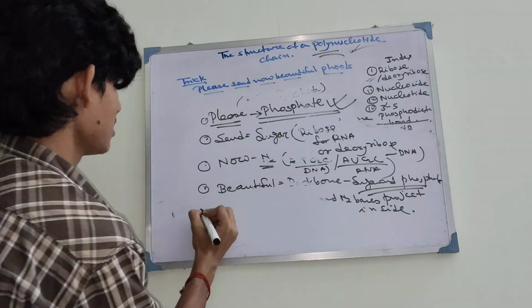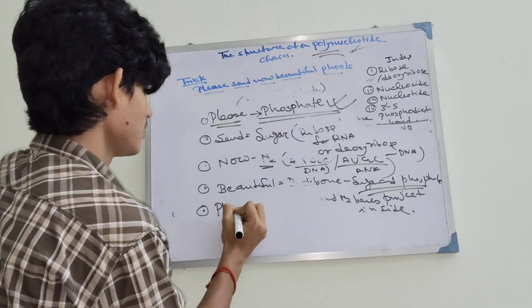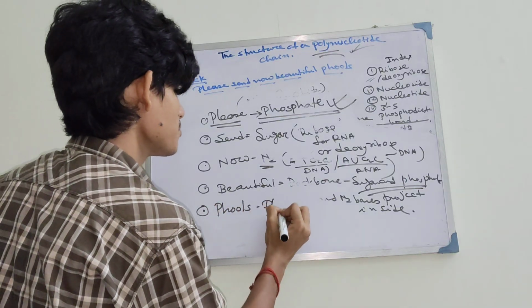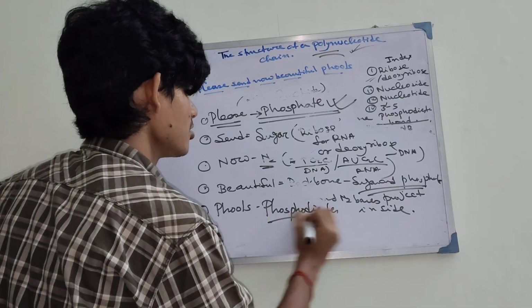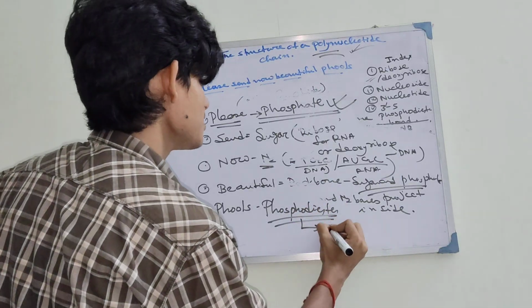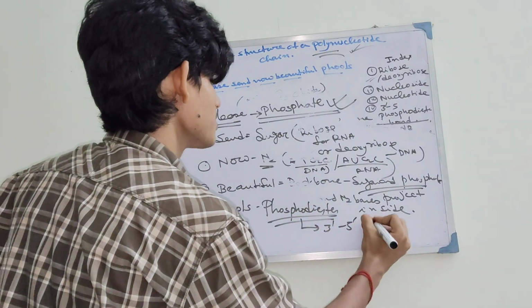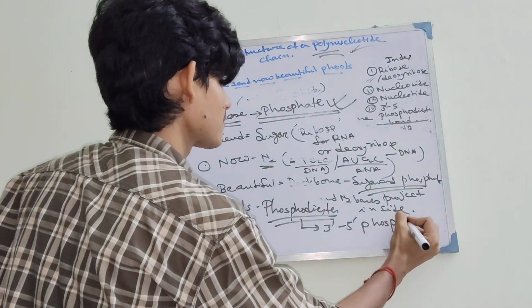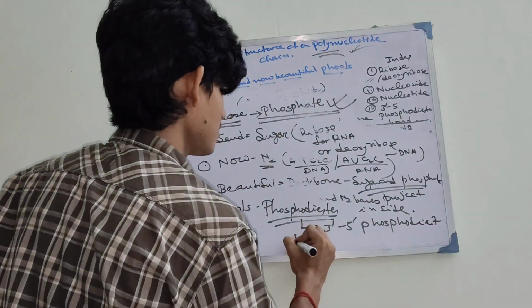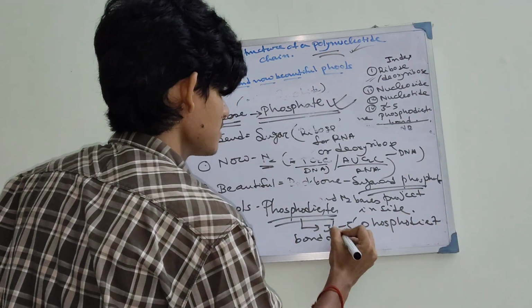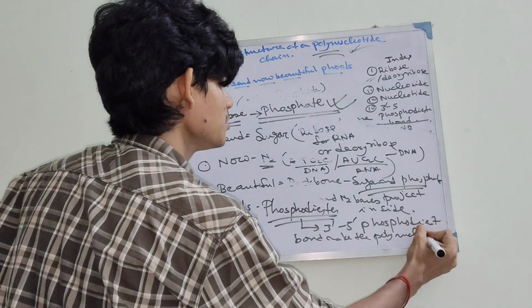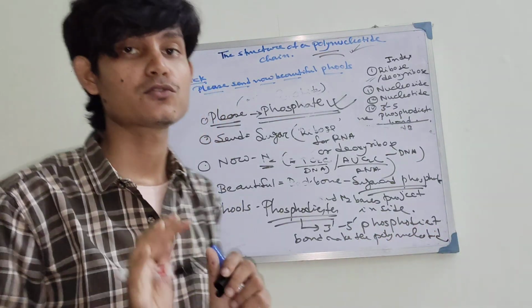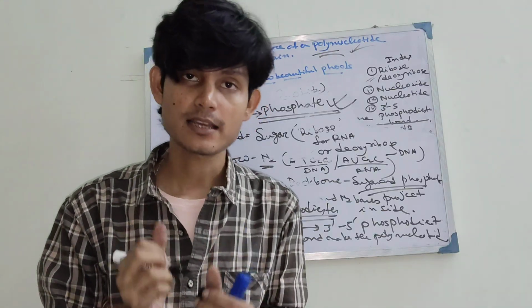And lastly, fools say phosphodiester means 3 prime to 5 prime phosphodiester bond makes the polynucleotide. So this is all for today. Thank you so much.